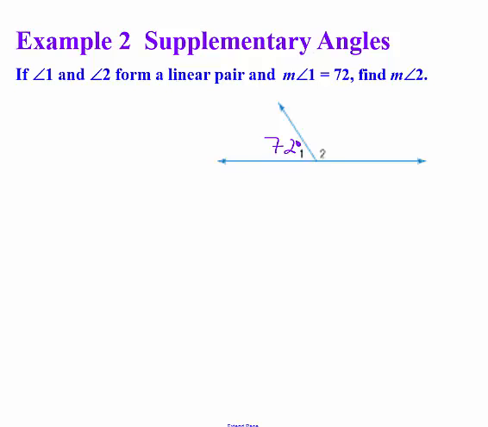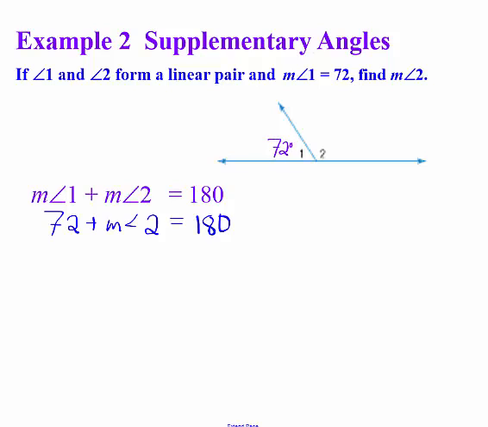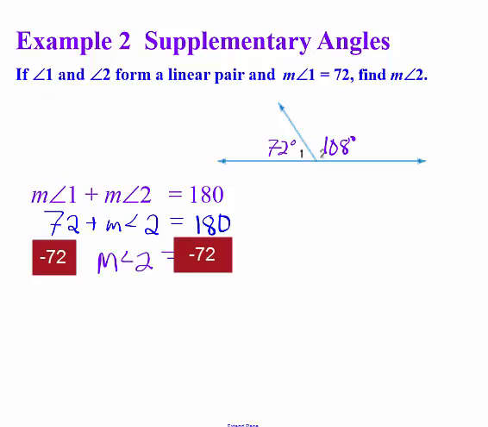I know that 1 and 2 form a linear pair, so by the supplement theorem, I know that the measure of angle 1 plus the measure of angle 2 is going to equal 180 degrees. Now, because I know that the measure of angle 1 is 72, I can replace the measure of angle 1 with 72. So then I would have 72 plus the measure of angle 2 equals 180. And by the subtraction property, I could subtract 72 from both sides, and I would get that the measure of angle 2 is 108 degrees.